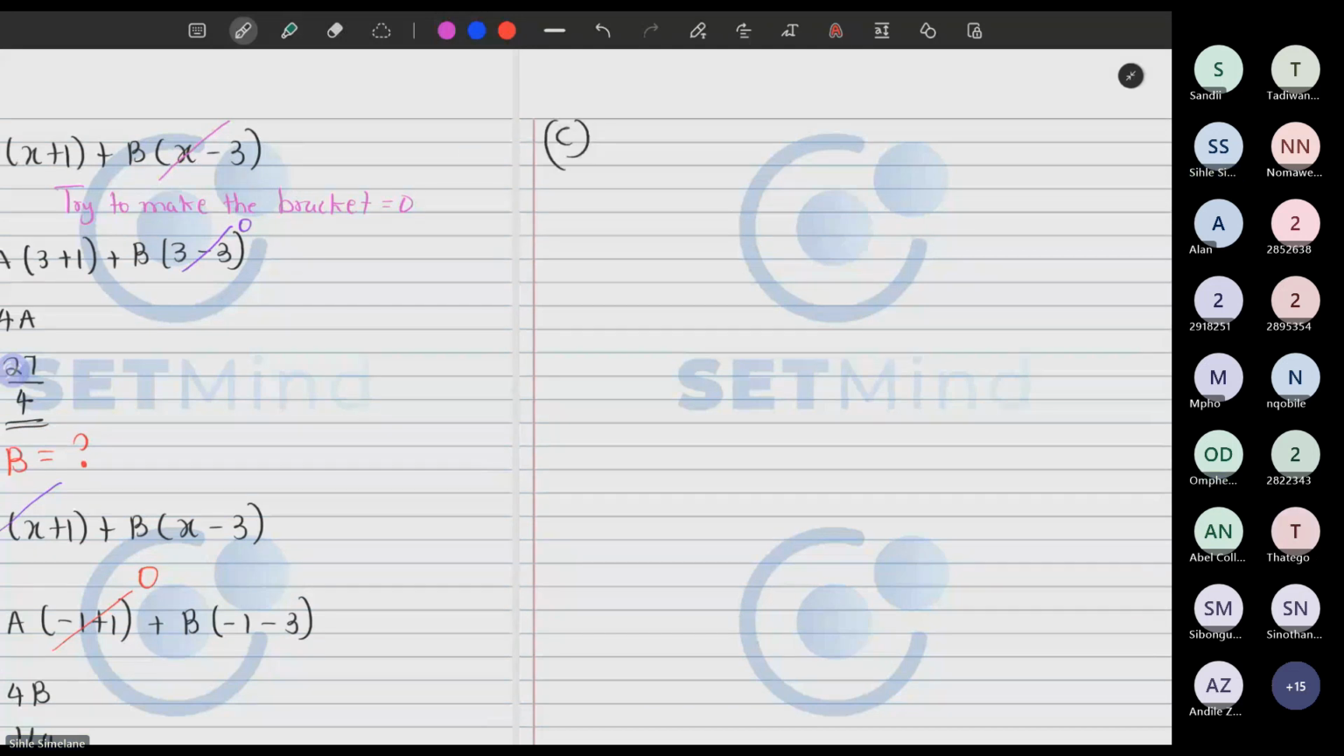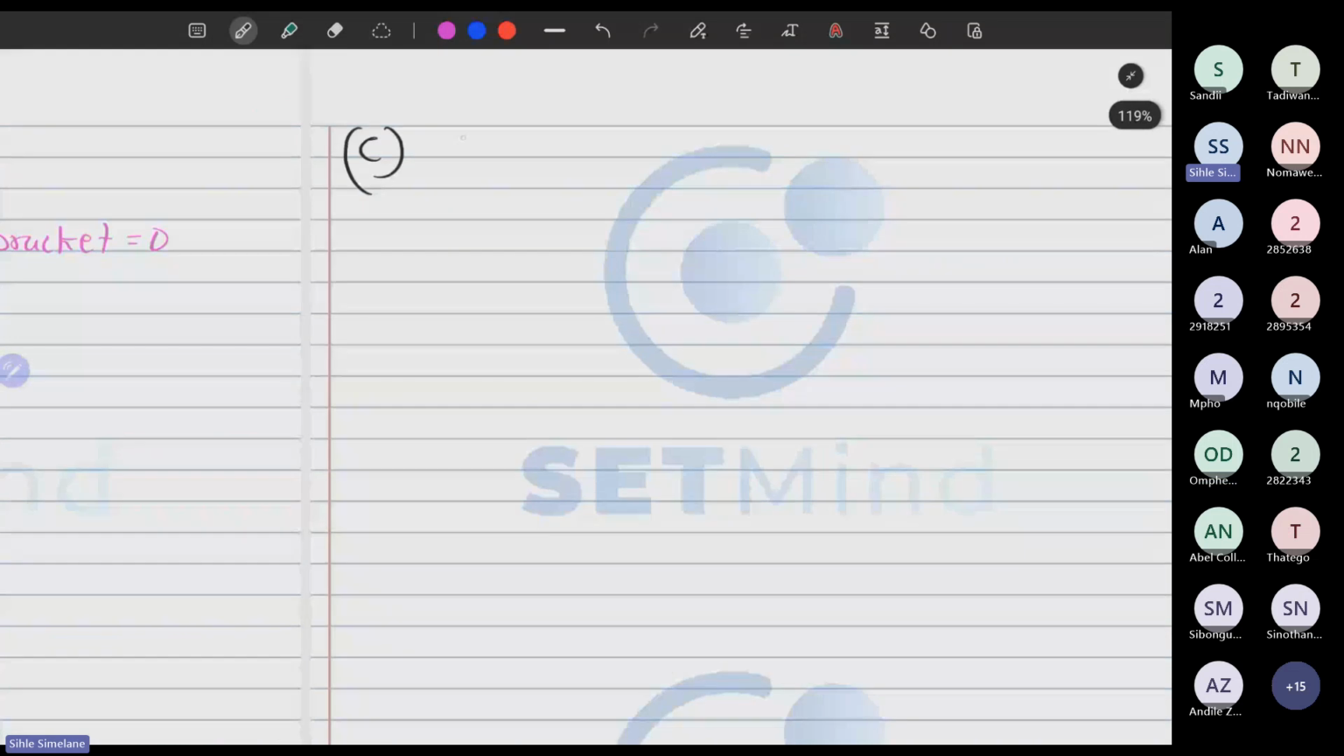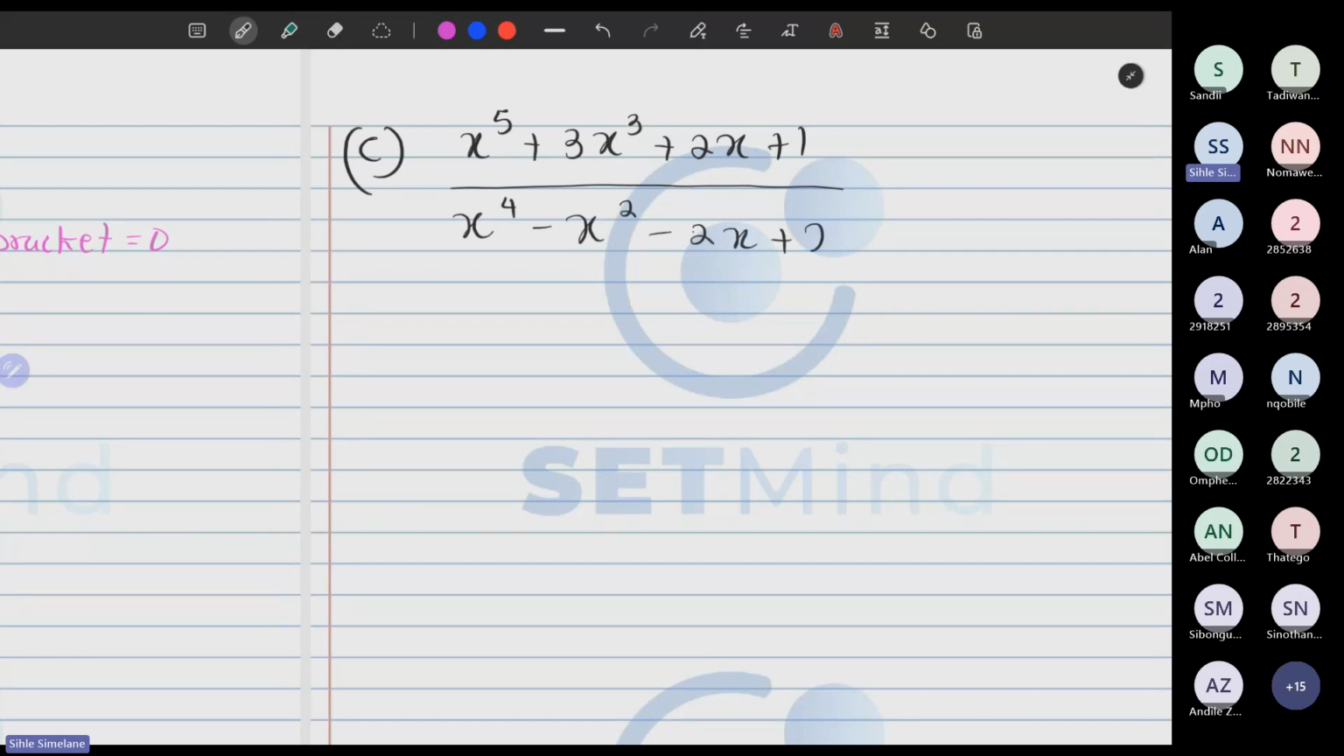Okay. So, yeah, it's x to the 5. I pray they do not give you anything like this, but believe me, it is easy. Let's see what we need to do. Divided by x to the 4 minus x squared minus 2x plus 2. So we have a problem here.